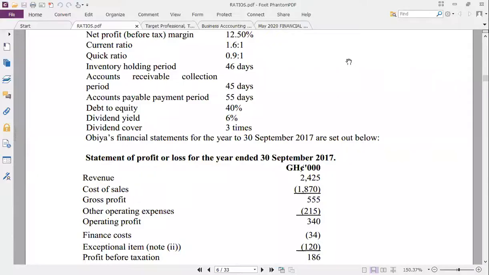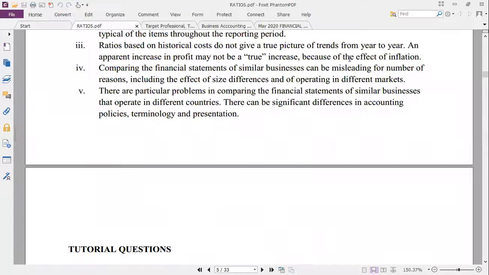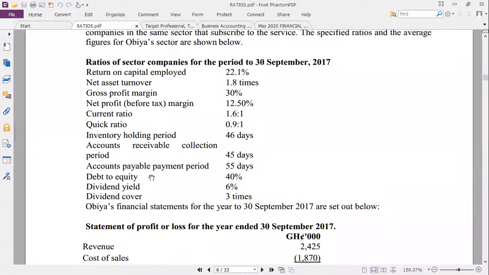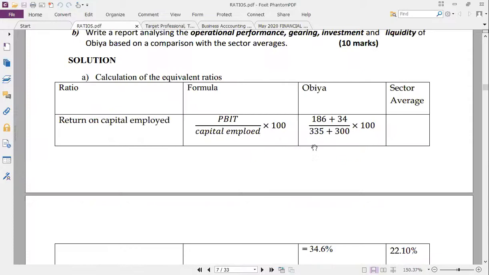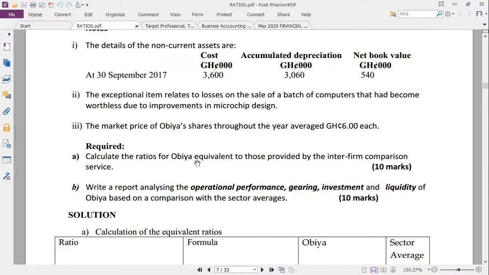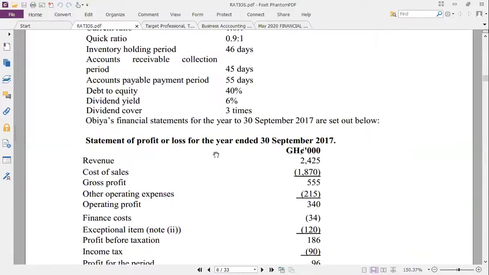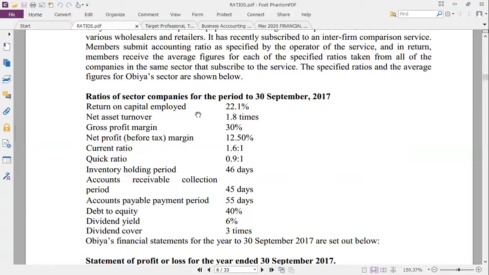If you check OBIA, it is a restricted question. You are restricted to the ratios in here. So you can see clearly that in OBIA, the first thing we asked was: calculate the ratios for OBIA equivalent to those provided. So you are restricted to calculate just what you see here. So for instance, return on capital employed, ROCE, calculate. Net asset turnover, calculate. Gross profit margin, calculate. Net profit before tax margin, calculate. That is the operating profit margin.